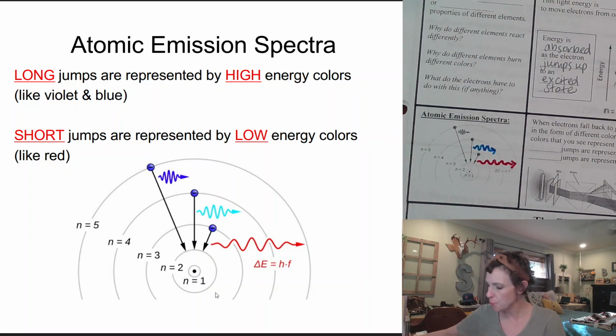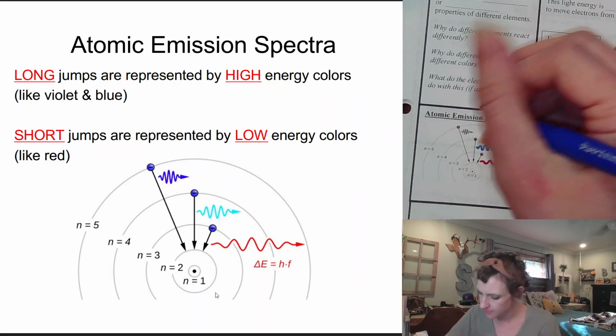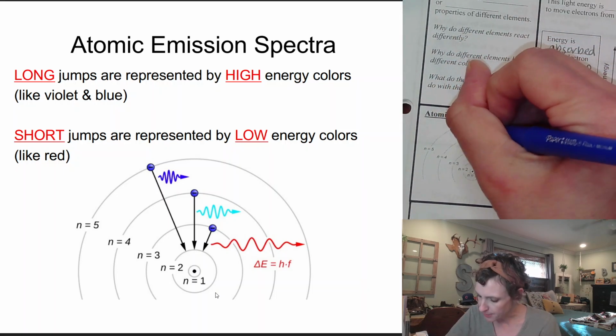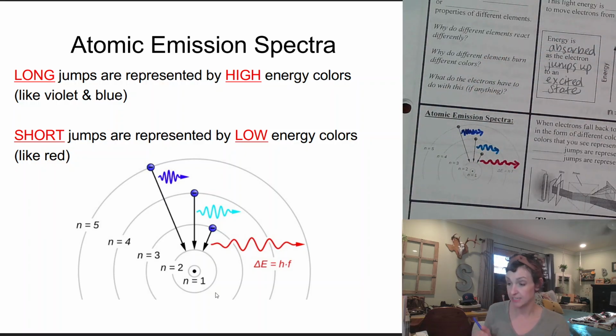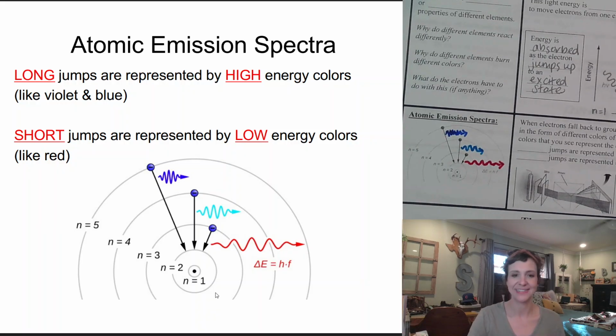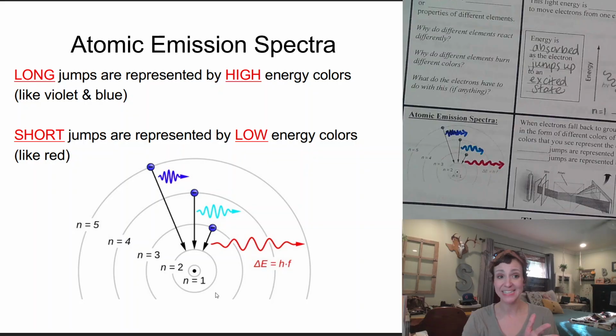And then this super energetic wave was my dark blue, probably purple thing. It is so energetic that it is even hard to see all the very, very cool. So once again, the summary here, guys, is that these long jumps are represented by high energy colors, and teensy tiny short jumps are represented by low energy colors, right?